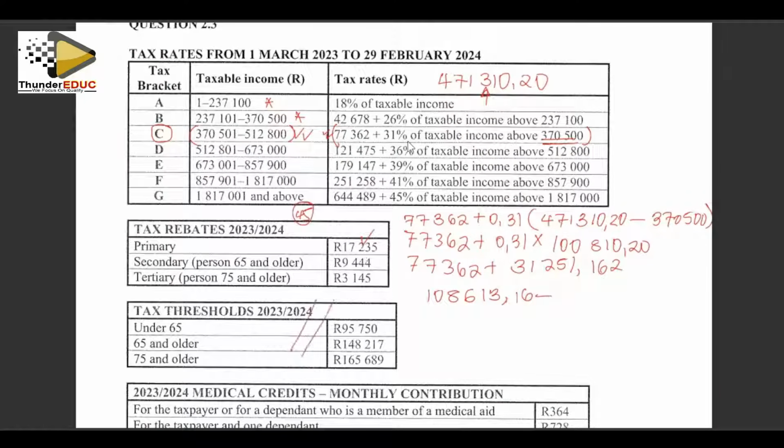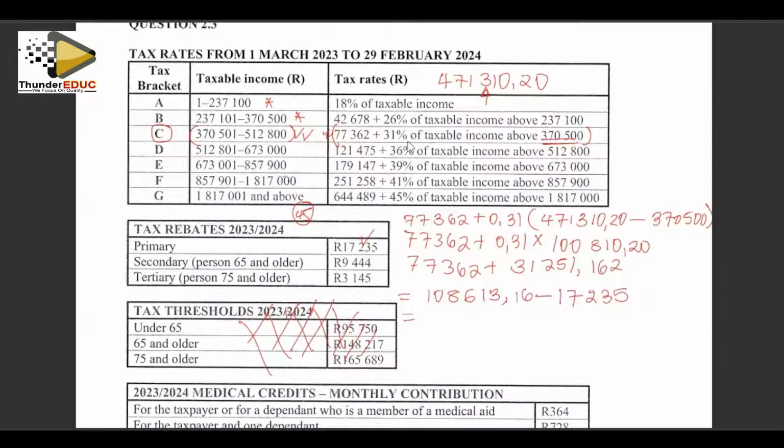Don't look at the threshold. It's not needed. The threshold is used to determine whether one pays or they don't pay. So we found out that they pay, so we don't need the threshold. So we subtract the rebate only. Had he or had she got medical tax credits, then we would also subtract the medical tax credits. So we are subtracting this much.